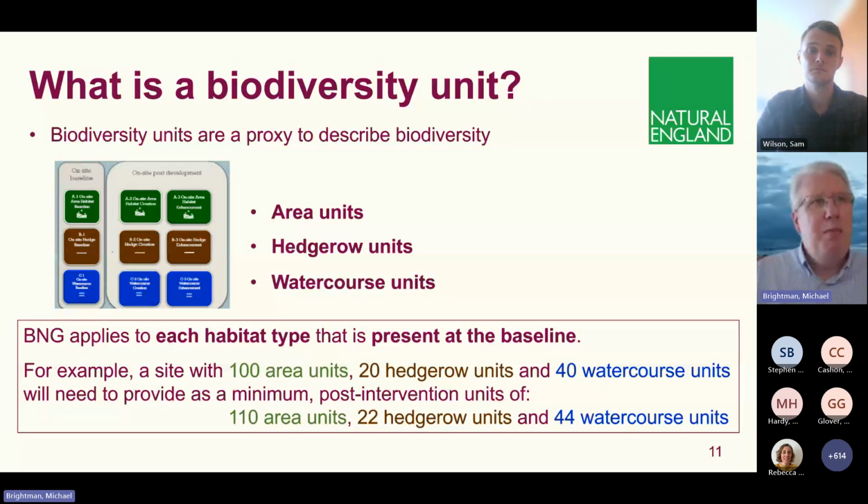As an example, where there's a site with 100 area units, 20 hedgerow units and 40 watercourse units, that development will need to provide as a minimum post-intervention units of 110 area units, 22 hedgerow units and 44 watercourse units. A developer couldn't say, look, I'm going to deliver instead 200 area units, which is more than the overall compensation. They cannot be summed and have to be delivered separately.